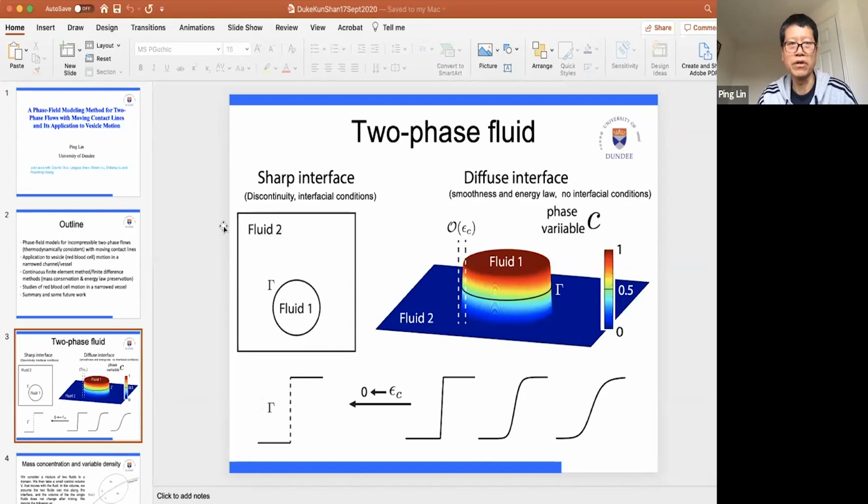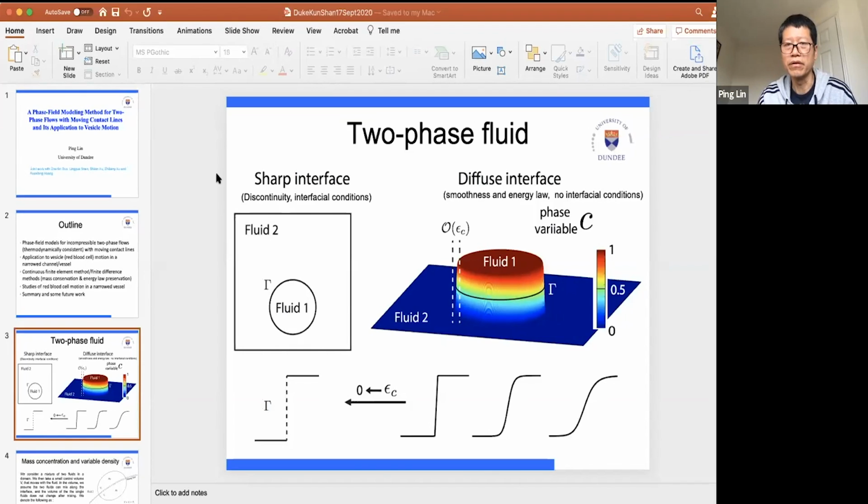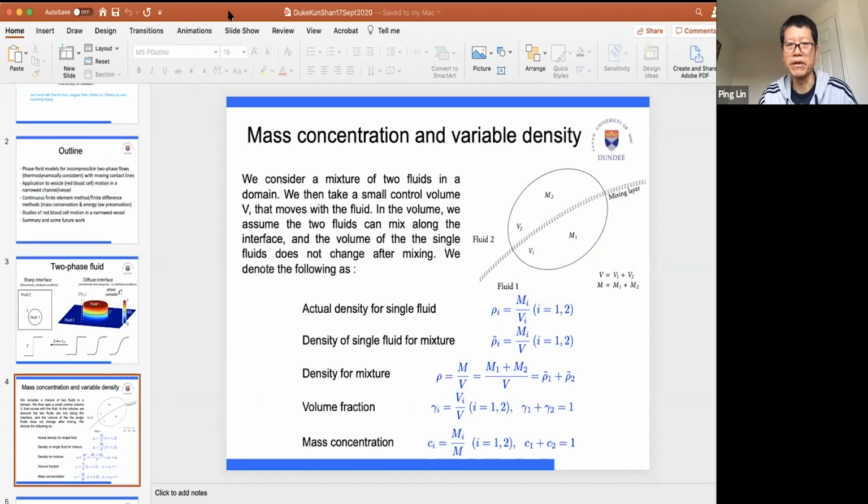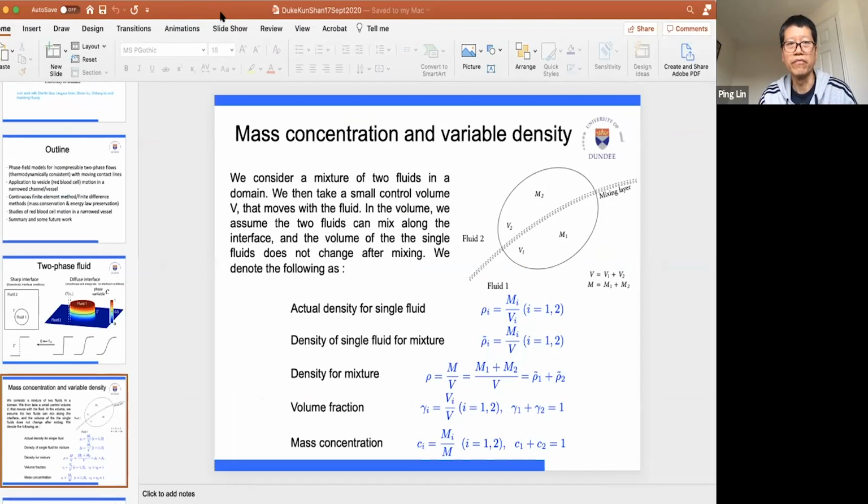Okay, so that's roughly an introduction. Now I'm going to look at the modeling of two-phase flow, and especially the incompressible flow.